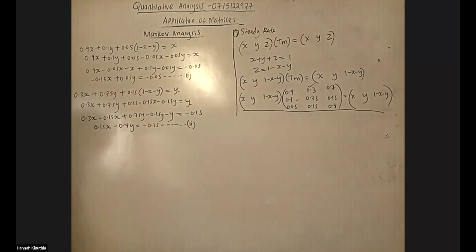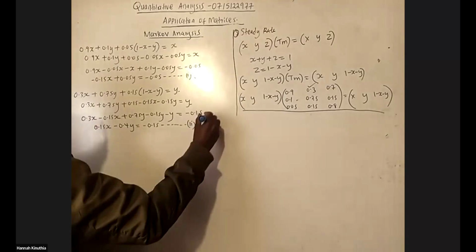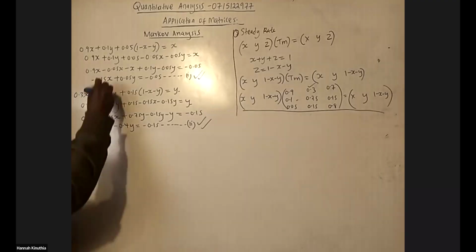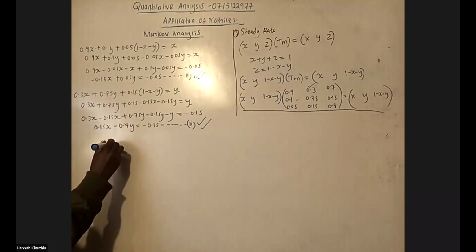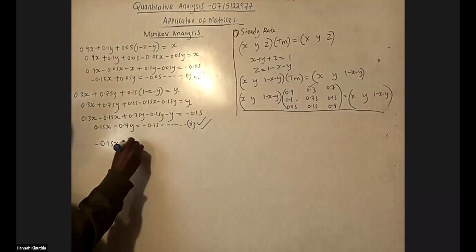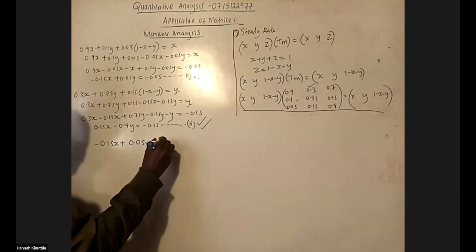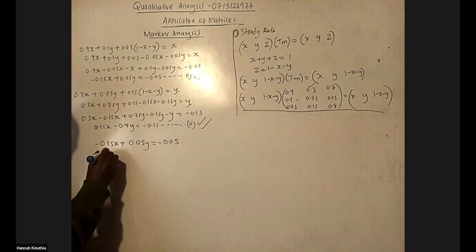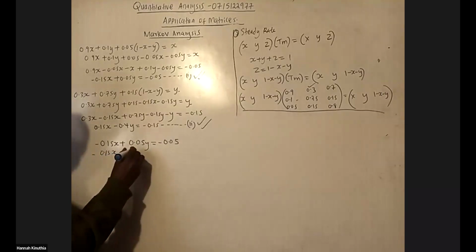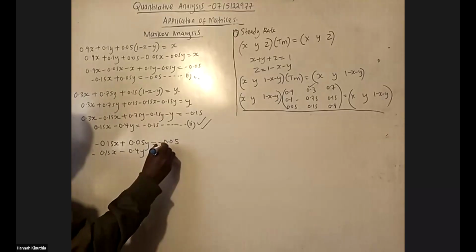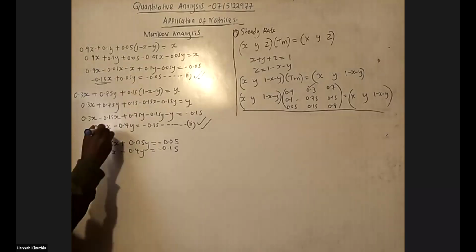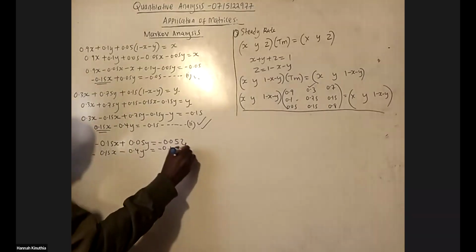Now we can find the value of x and y. We have equations 1 and 2. So we have minus 0.15x plus 0.05y equal to minus 0.05. Then the other one, minus 0.15x minus 0.4y is equal to minus 0.15. We can use elimination because we have the same figure here, both have x. We can do the elimination method.